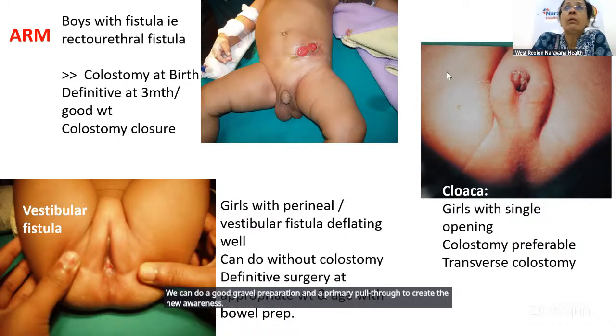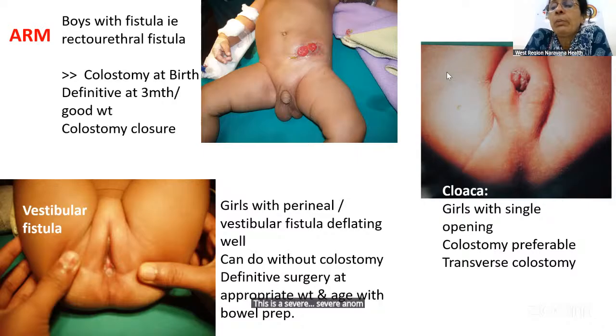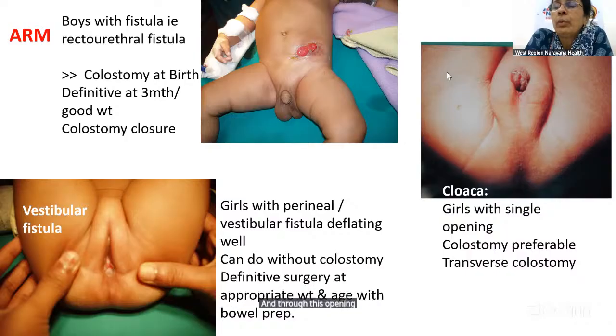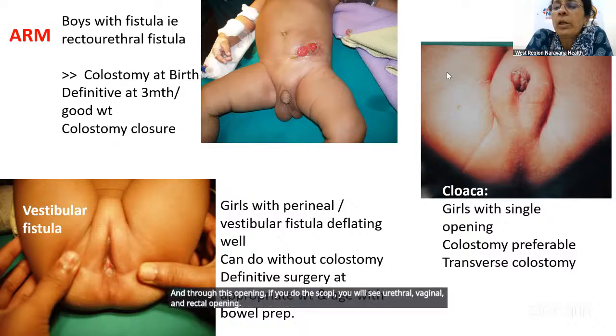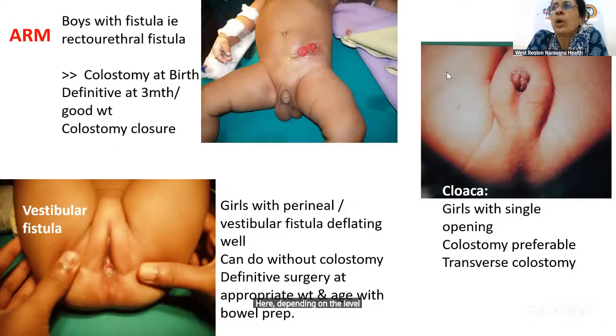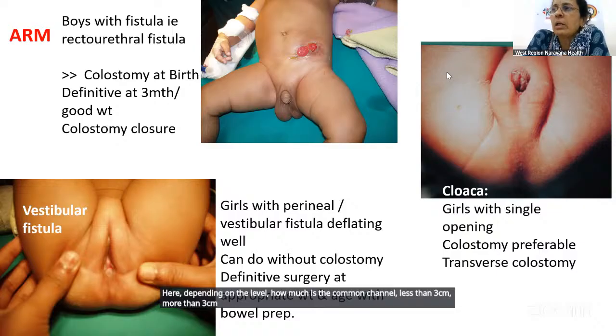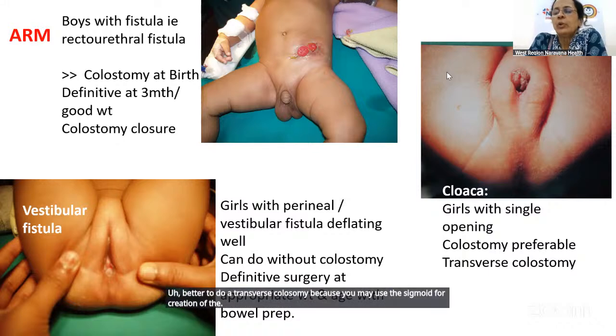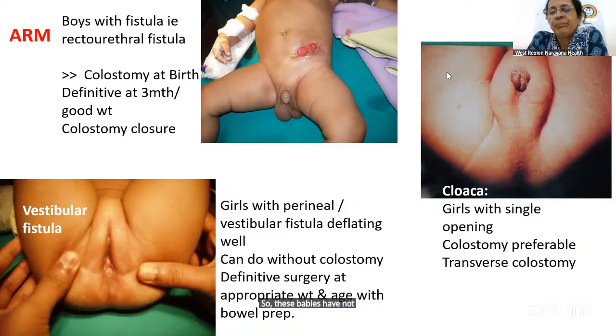This is a severe anomaly in a female baby where there is only a single opening. Through this opening, if you do the scopy, you will see urethral, vaginal, and rectal openings. This anomaly is called cloaca. Here, depending on the level, how much is the common channel, less than 3 centimeters or more than 3 centimeters, and whether the vagina is adequate in length or not, it is better to do a transverse colostomy because you may use the sigmoid for creation of the vagina. So these babies undergo a colostomy.